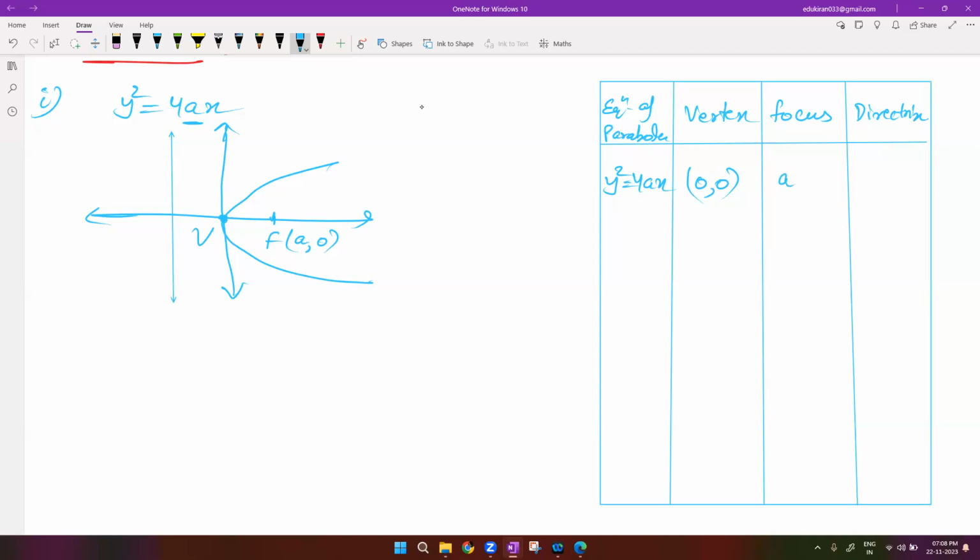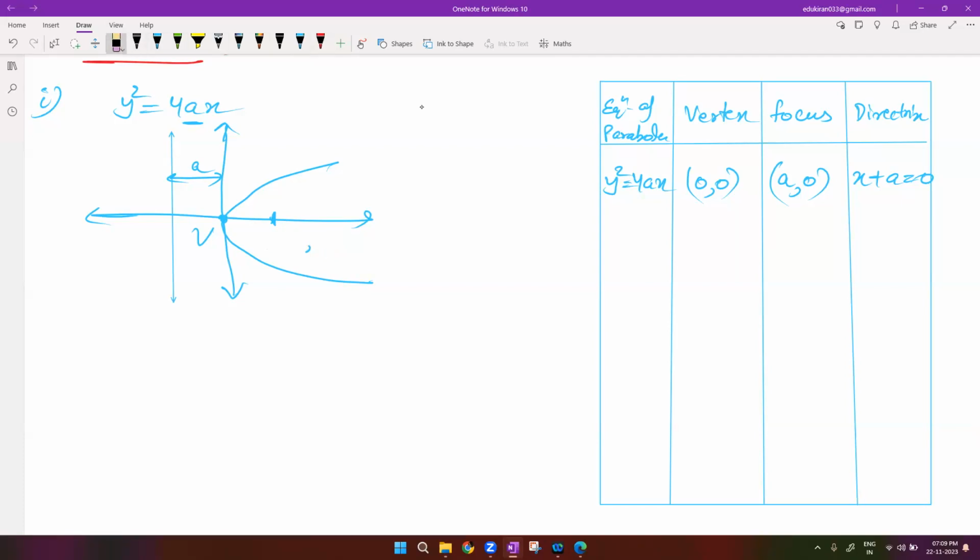The focus in this case is (a, 0). The focus lies on the x-axis. The directrix in this case will be at the same distance at which the focus is. This directrix equation we can write very quickly, which will be x plus a equals 0. We don't need to remember the directrix equation. We just need to remember these two things: where the focus will be for every parabola, and the latus rectum, which I'll be discussing in a bit.